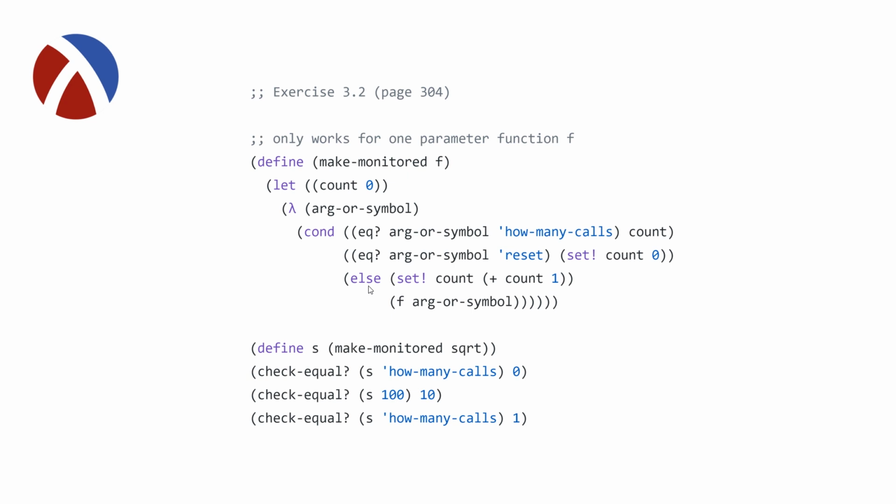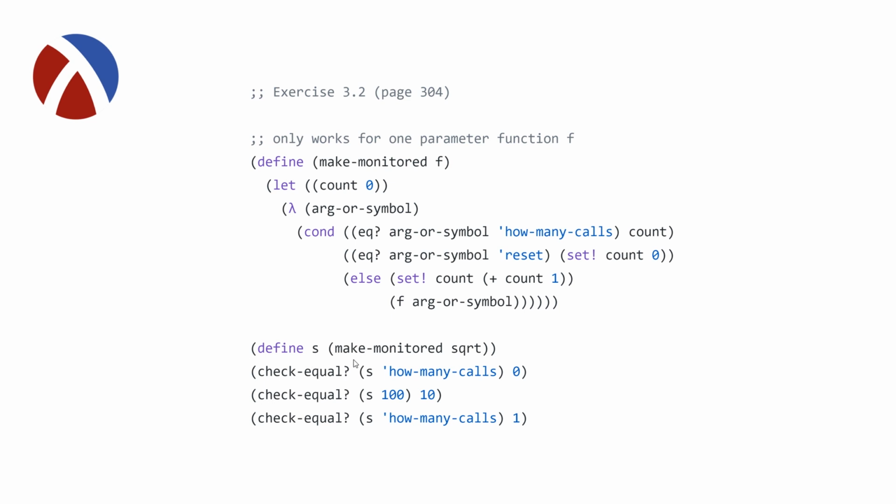Otherwise, in the else clause, we have called set! to increment our count by 1, and then we are applying the function or procedure f to our argument, in this case, because we will know it'll be an argument if we've gotten this far. And at the very bottom, we've got 3 unit tests similar to what we had in the book.